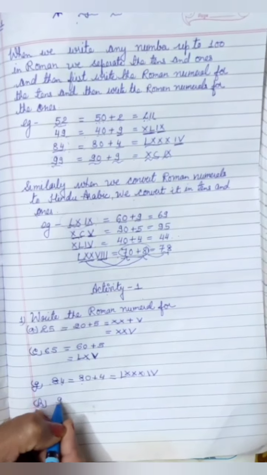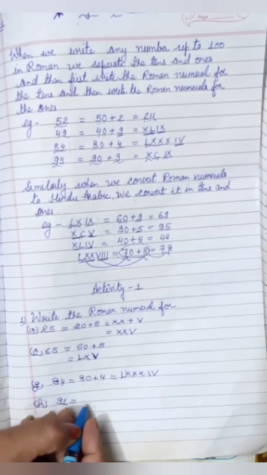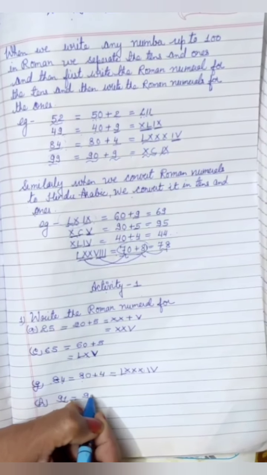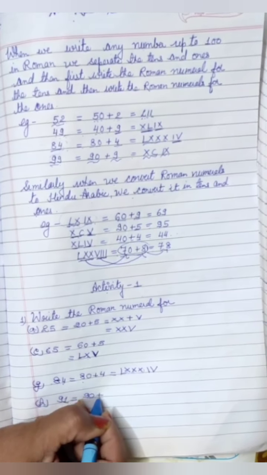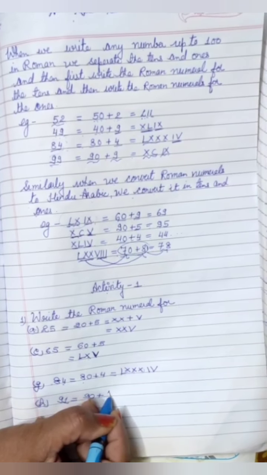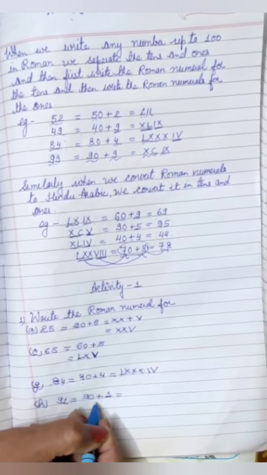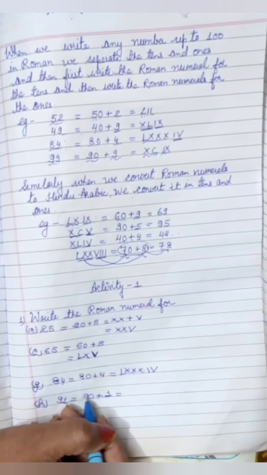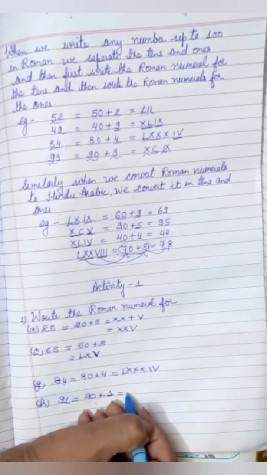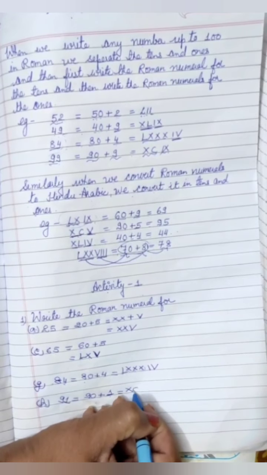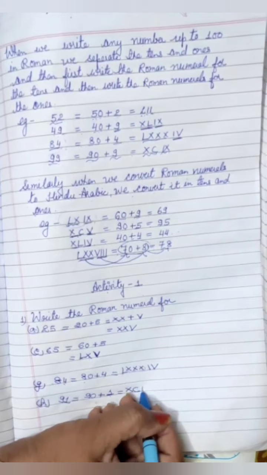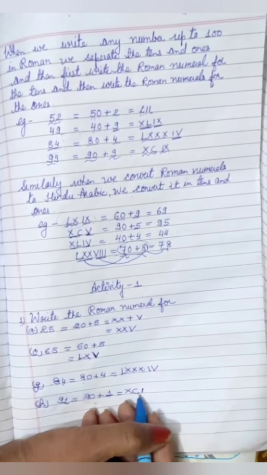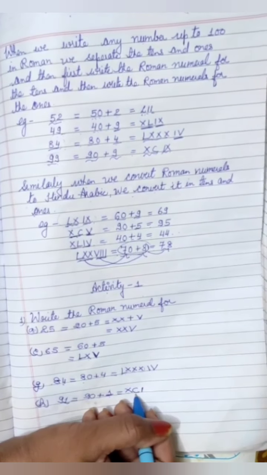Now, the H segment. See the H part? That is 91. Now we write it in tens and ones. So 9 is in the tens place, so we write 90. And 1 is in the ones place, so we write 1. So we split in this manner, that is 90 plus 1. For 90, we write the symbol XC. And for 1, we write I. So for 91, we write in Roman XCI.